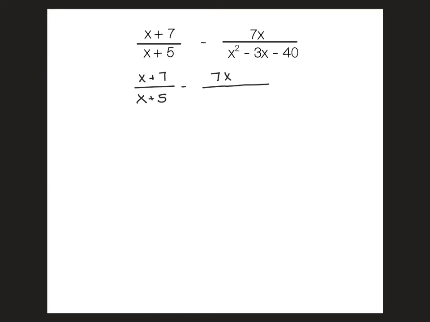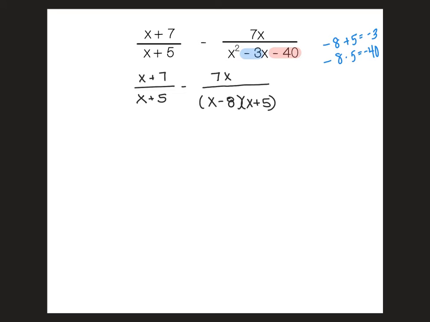So this is an a equals 1 problem, so I'm looking for factors of negative 40 that add to be negative 3. Negative 8 plus 5 would get me negative 3, and negative 8 times 5 would be negative 40. So when I factor this, I would have x minus 8, x plus 5.